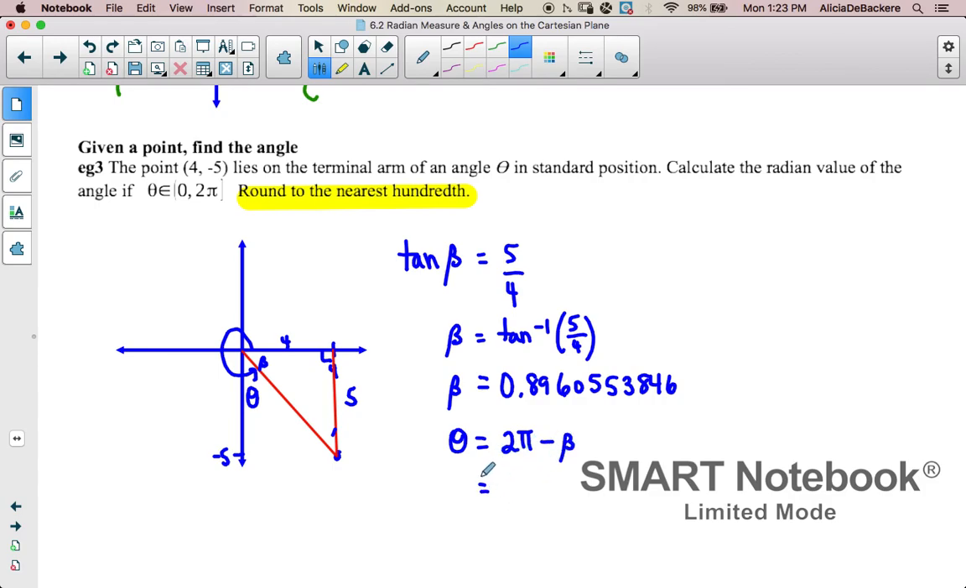Now, because this is my last step, I can round here. It's asking me for the nearest hundredth. So I'm going to round to 2 decimal places. So I'm typing this in as 2 times my pi button on the calculator and then subtracting this decimal. And hopefully you know how to use your answer button on your calculator. It'll save you some time. And that comes out to about 5.39.